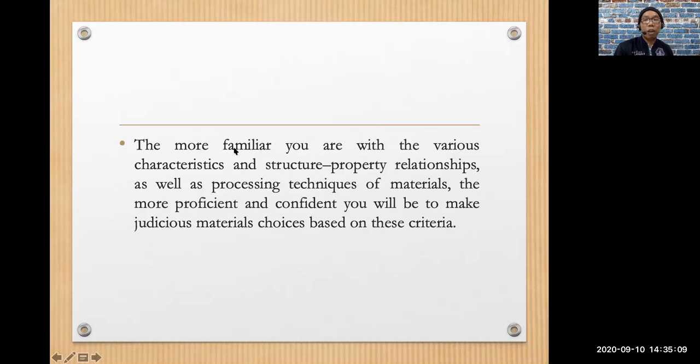And the more familiar you are with the various characteristics and structure property relationships, as well as the processing techniques of materials, and the more proficient, and nabanggit nito kanina dun sa isa sa mga sagot ninyo, and confident you will be to make judicious material choices based on, you know, these criteria.